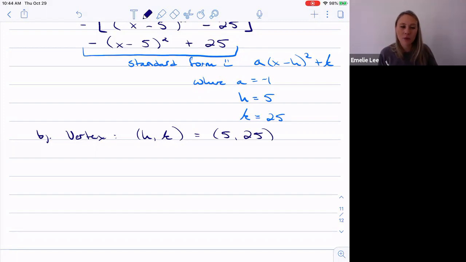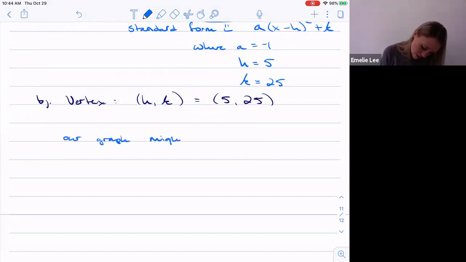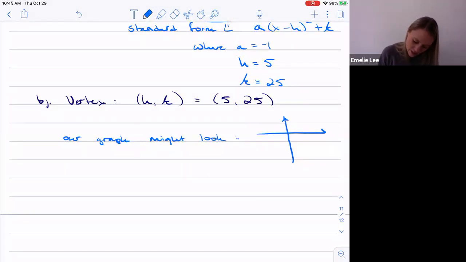Before we even try to figure out anything else, let's think about what we expect our graph to look like. We decided it's facing down. It's got a vertex at (5, 25), so somewhere way up here, but then it looks like it might go something like this, right?